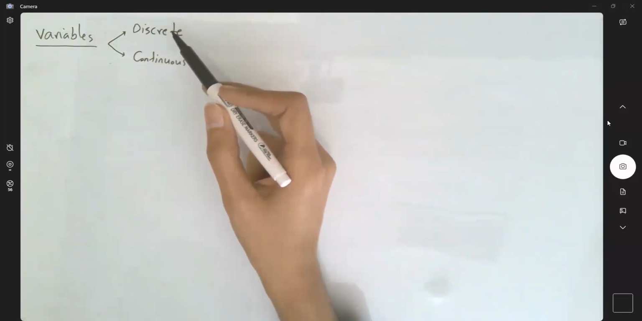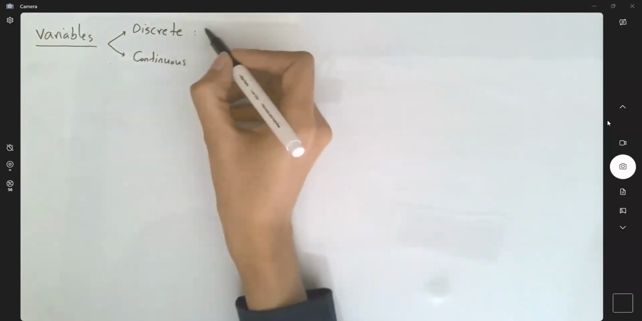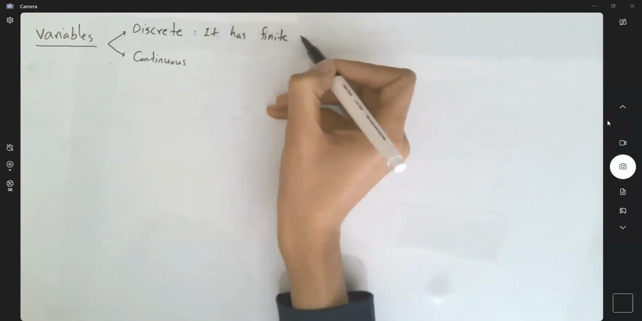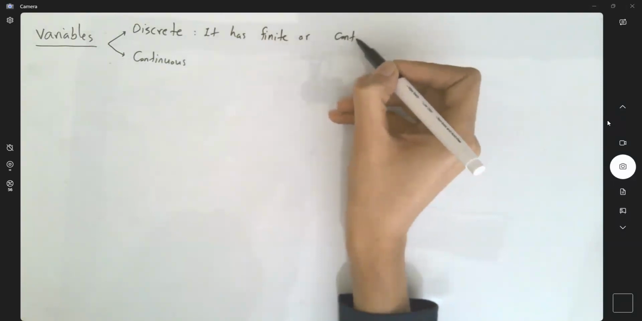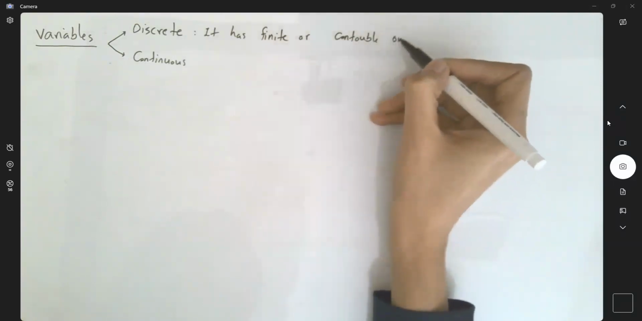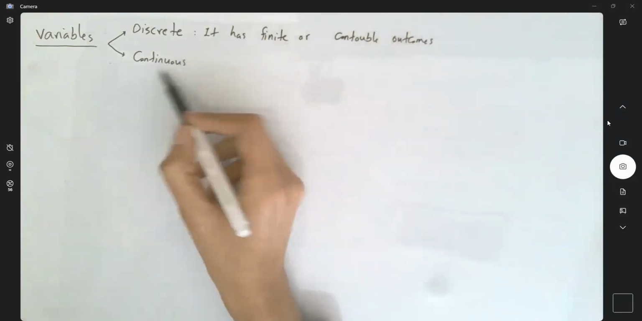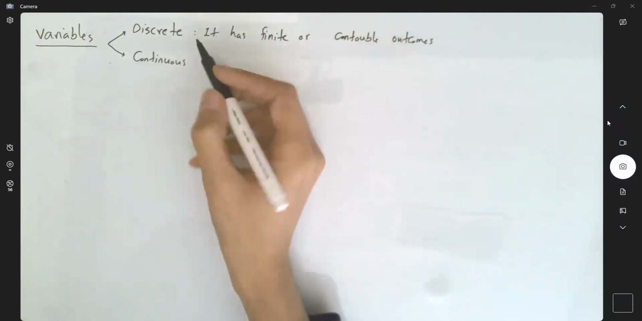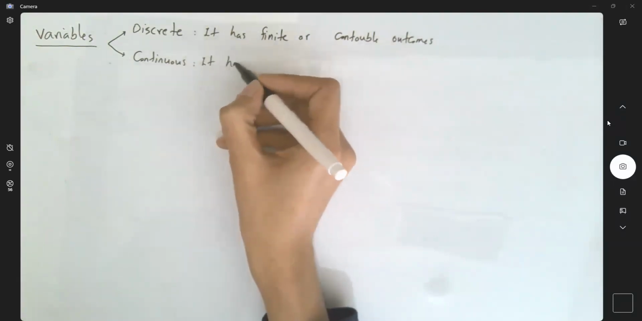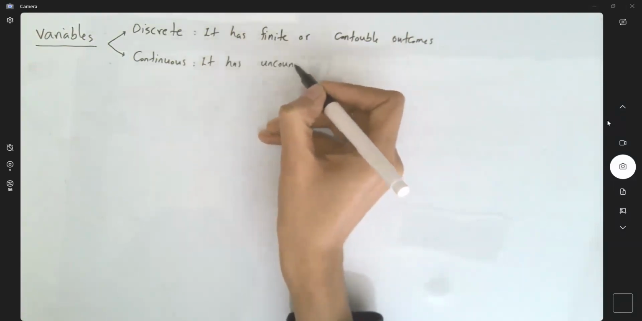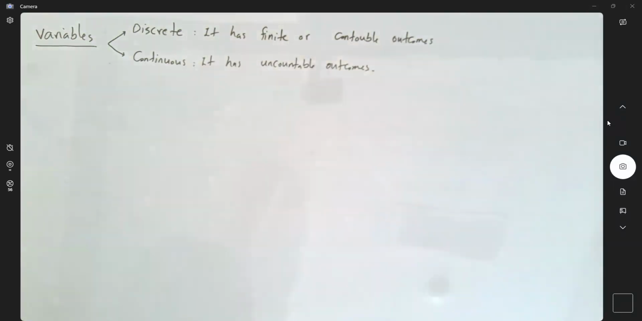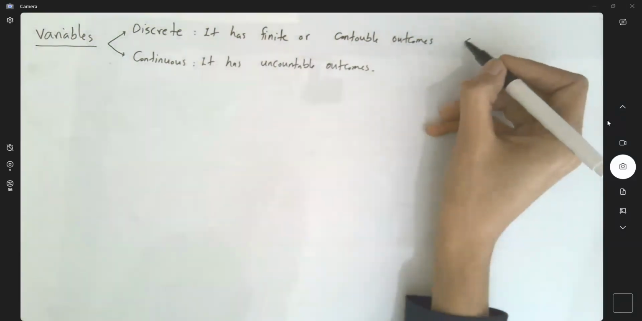So let's write it down on the board for you. It has finite or countable outcomes. But a continuous random variable has an uncountable number of possible outcomes. It has uncountable outcomes. So when we're talking about variables, we usually represent these using variable x.